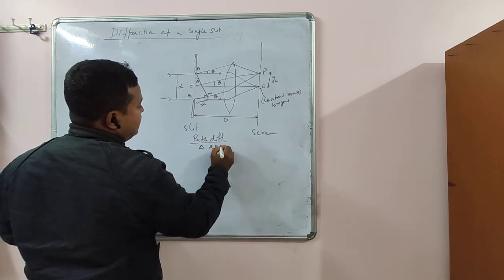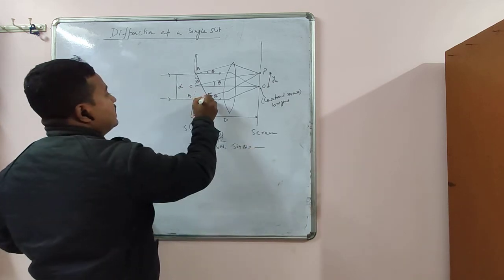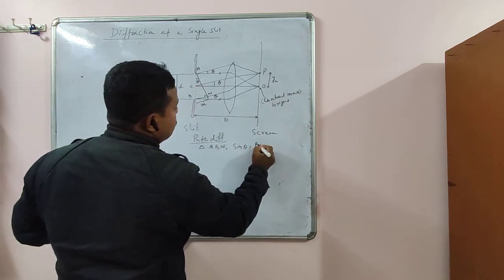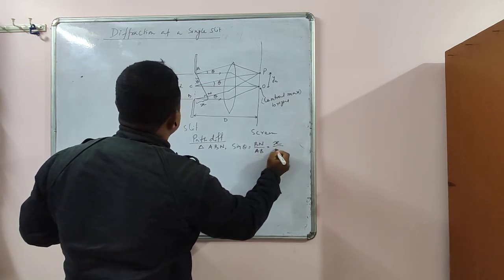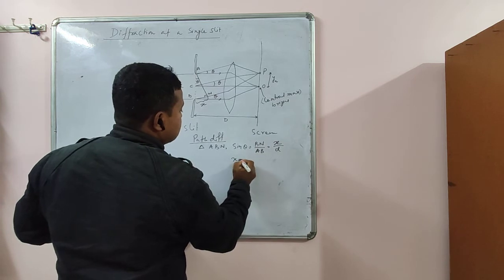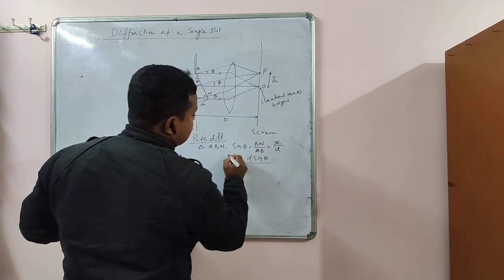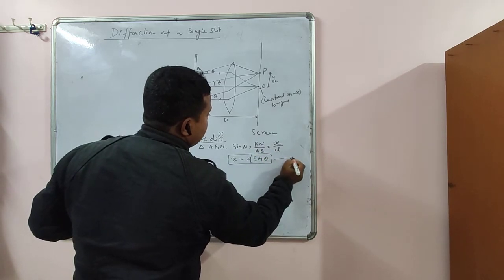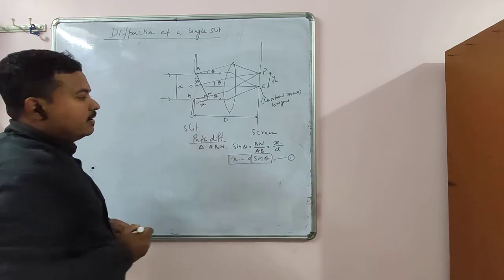In triangle ABN, if you take sin theta, it will be perpendicular by hypotenuse, so BN by AB. BN is x, and AB is d. So x is equal to d sin theta. This is the path difference. Now from here, we will find the condition whether this point will be bright or dark.